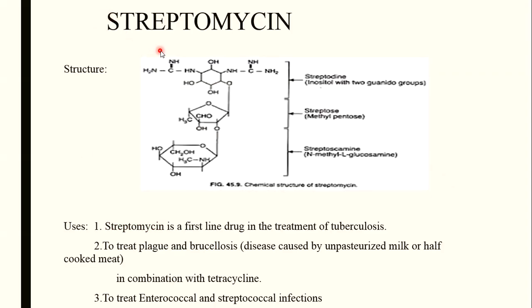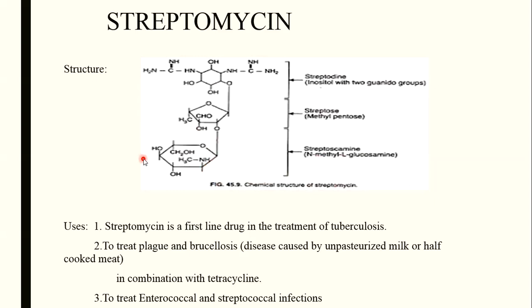The first drug under aminoglycosides is streptomycin. The structure of streptomycin is a little complex to remember. We'll remember this streptomycin structure in three parts: streptidine, that is inositol with two guanido groups; next part is streptose, that is methyl pentose; next is streptosamine, that is N-methyl L-glucosamine. This is the complete structure of streptomycin. Now we will see the first part, streptosamine, which is N-methyl L-glucosamine.